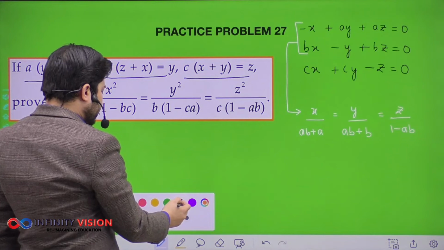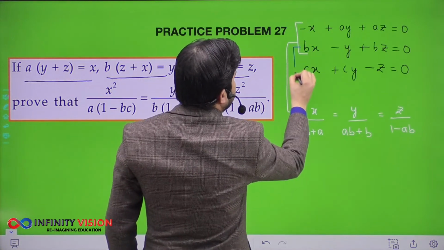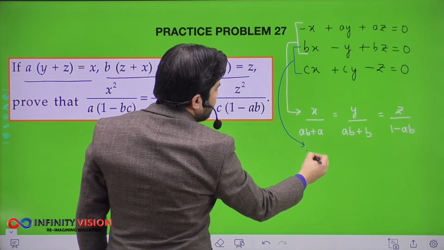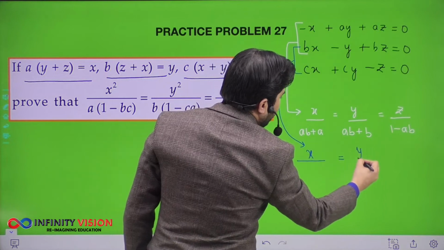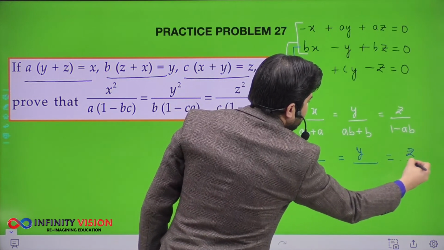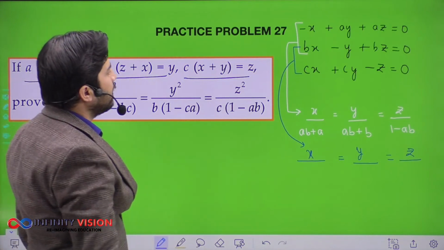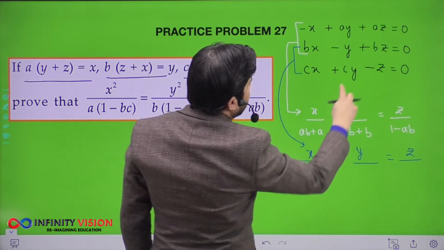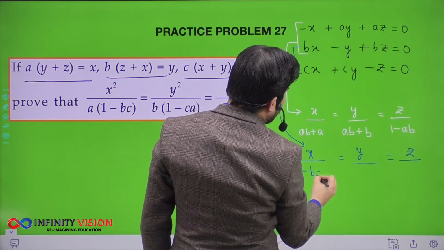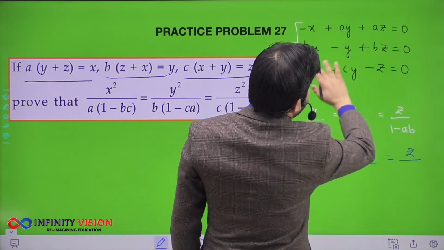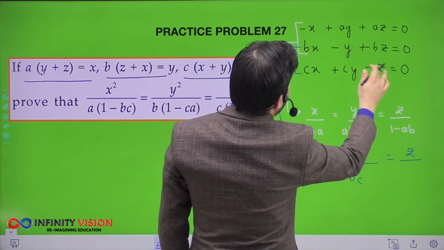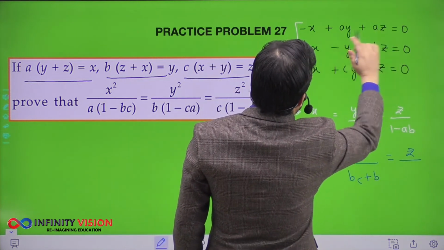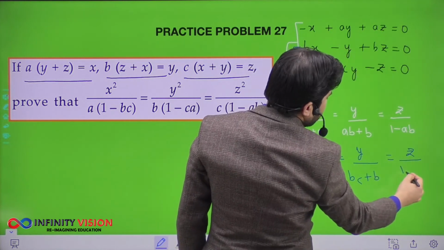Now, we are going to look into these 2 together, and if I look into these 2 together, I can write x upon y upon and z upon. For this, what we can do, minus 1 into minus 1 is 1, minus bc. For y, we are going to do b with c, that is bc, minus of minus b, that is bc plus b. And below z, I'll get bc plus c. Right, very easy.